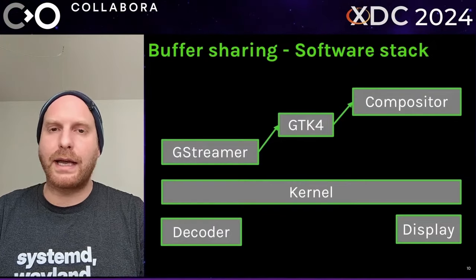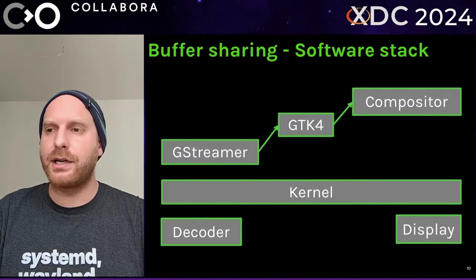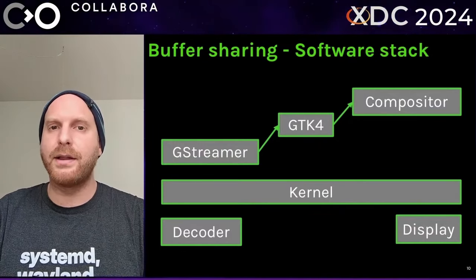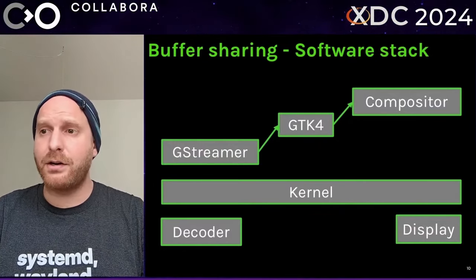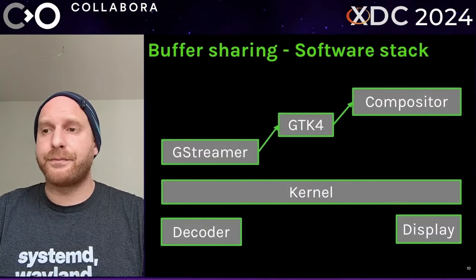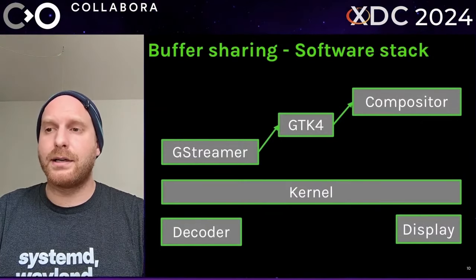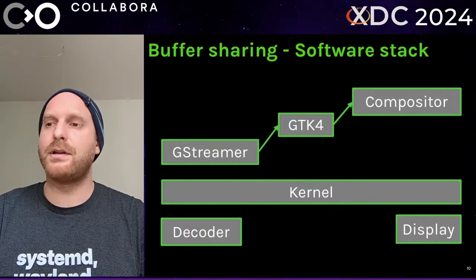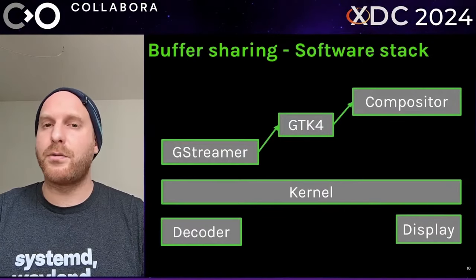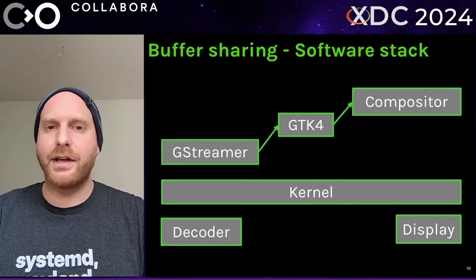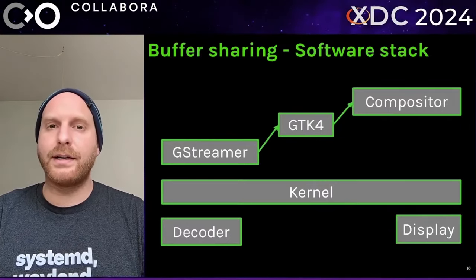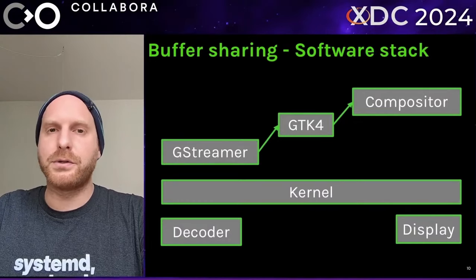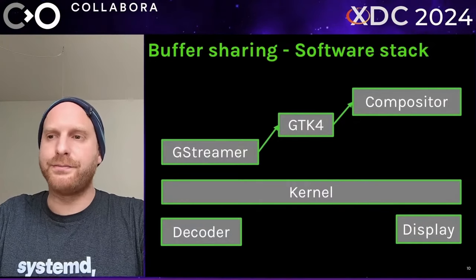And the toolkit will then usually talk to the Wayland compositor. This is the Wayland part in all of this. It allows passing buffers through. And that compositor in the end will then finally talk back to the kernel and to the display engine.